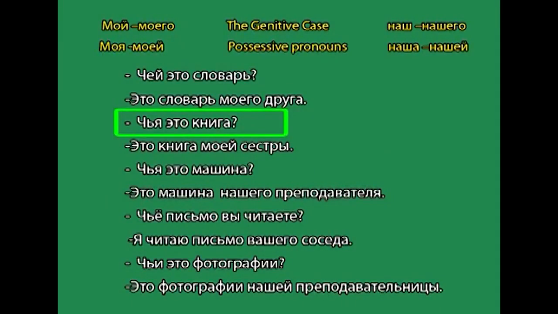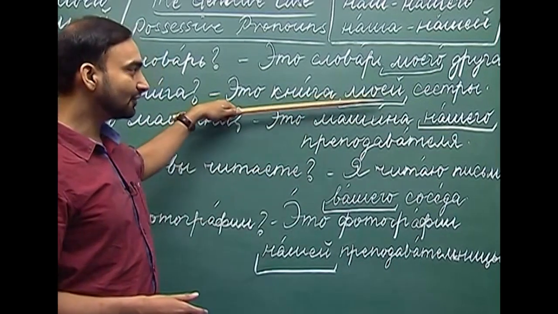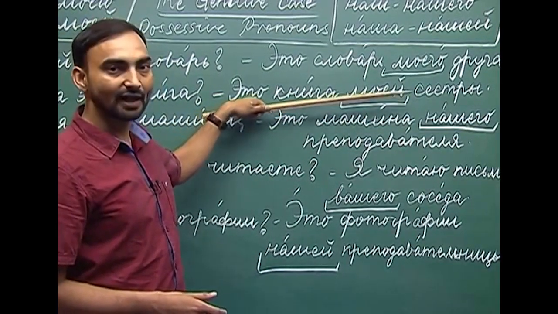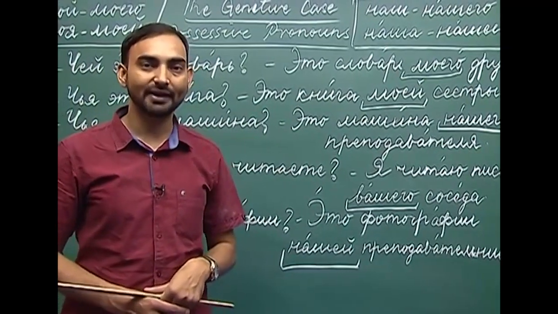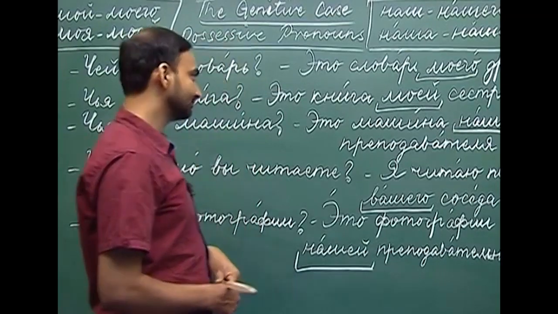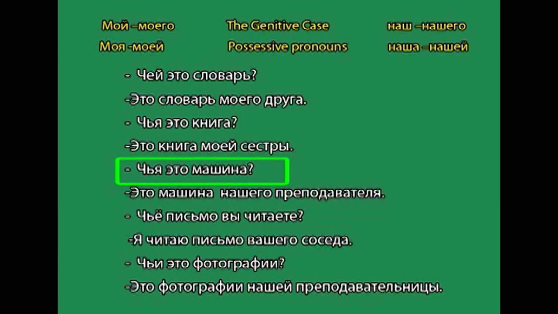Next question. Чья эта книга? Whose is this book? Эта книга моей сестры. So, сестра is feminine. That is why we have used моей. Моей has come from моя. So, nominative моя changes to моей in the genitive case. Эта книга моей сестры.